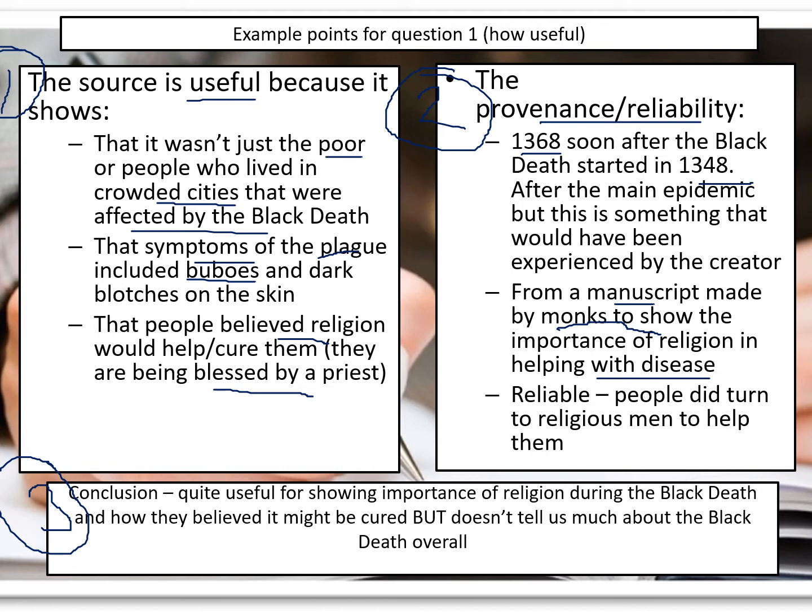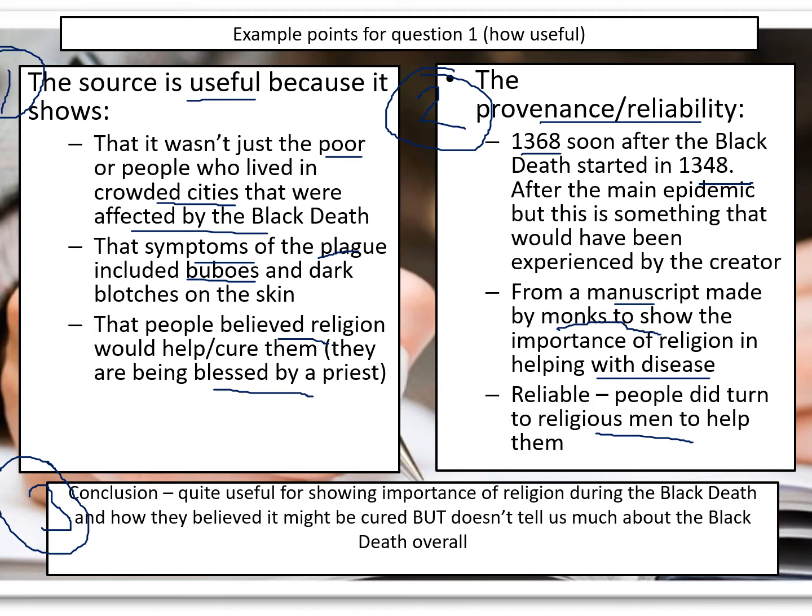Do we trust it? Well, people did turn to religious men to help them. So this is something that is accurate, that fits with our own knowledge, and we need to put that in our answer. So overall, I would argue that this source is quite useful, because it's asking us how useful is it for studying the Black Death. Well, it's quite useful for showing the importance of religion and how they believed things might be cured. However, it doesn't tell us much about the Black Death overall.